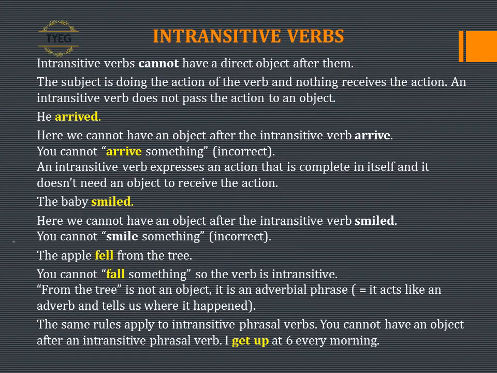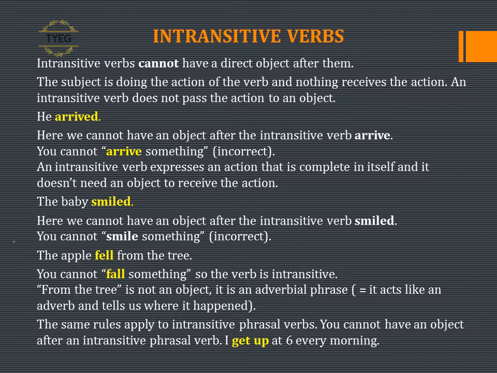Intransitive verbs. Intransitive verbs cannot have a direct object after them. The subject is doing the action of the verb and nothing receives the action. An intransitive verb does not pass the action to an object. He arrived. Here we cannot have an object after the intransitive verb arrived. You cannot arrive something, incorrect.